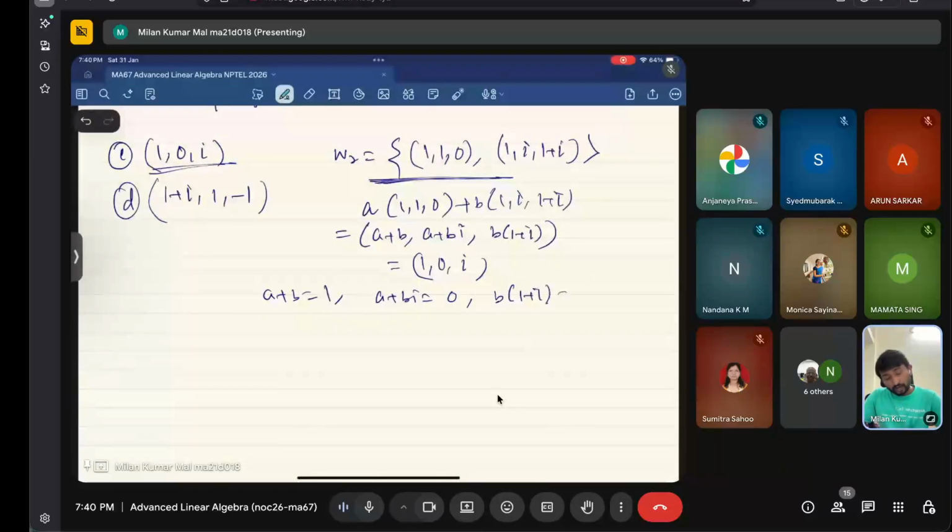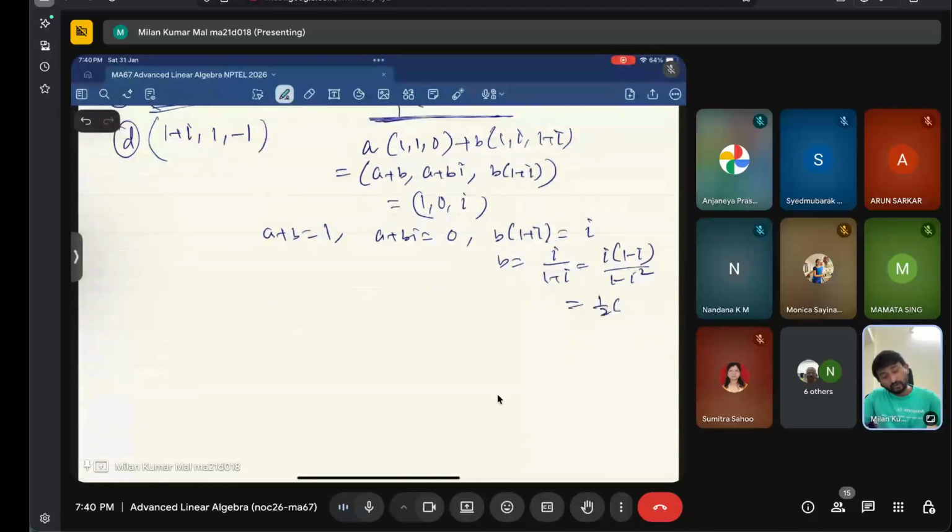So how does one get b from here? b is equal to i by 1 plus i. So multiply by 1 minus i: i into 1 minus i over 1 minus i squared. Minus i squared is plus 1, so 1 minus i over 2.